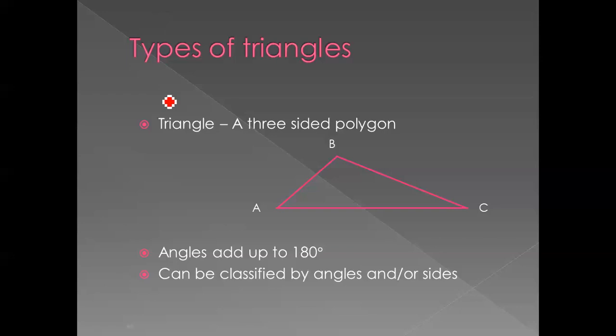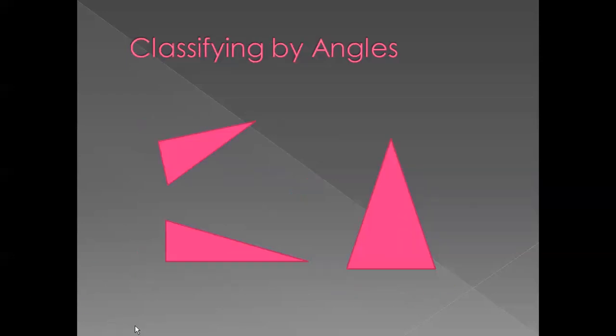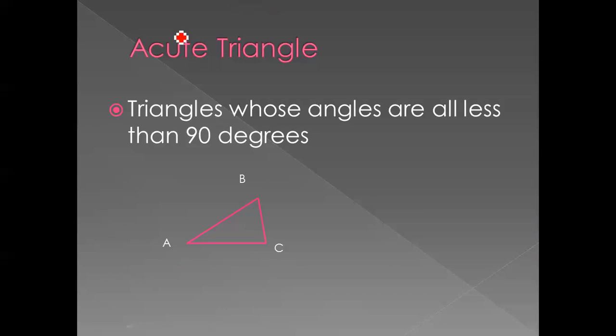So, the types of triangles. Triangles are three-sided polygons. The angles of a triangle add up to 180 degrees, and they can be classified by angles and/or sides. When we classify by angles, we get acute triangles, which are triangles whose angles are all less than 90 degrees. Every single angle is less than 90 degrees.